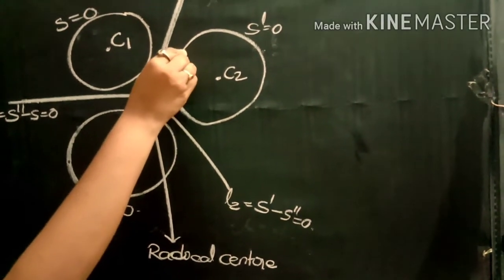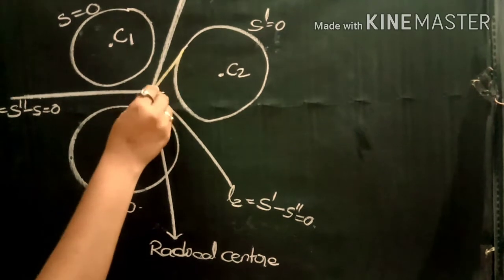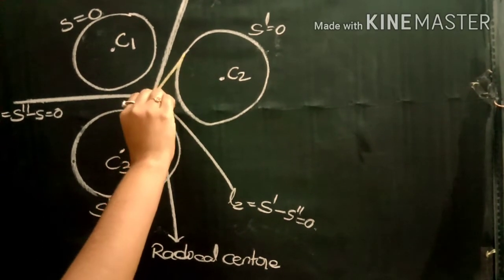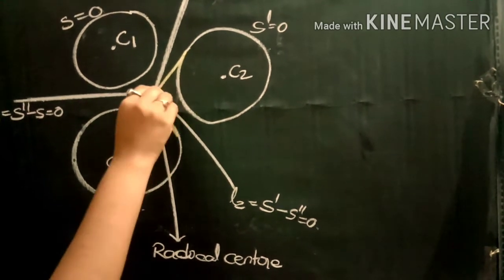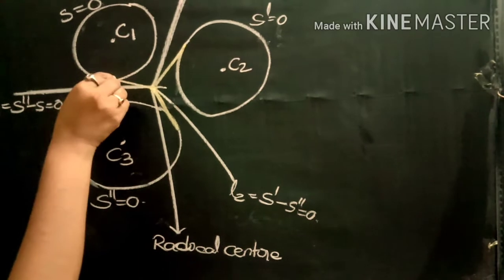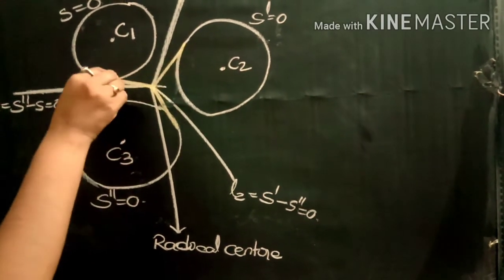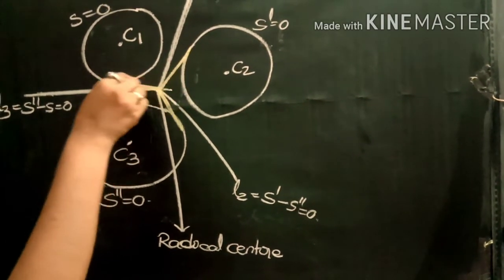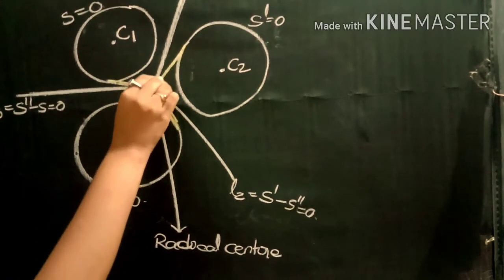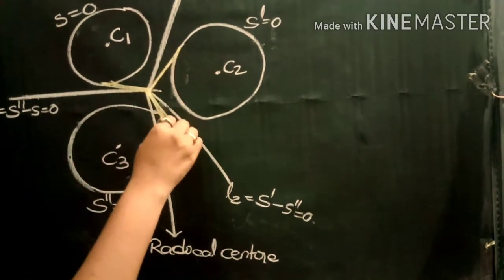Now we draw the tangent from the radical center to the first circle. This is the tangent drawn from the radical center to the second circle, and this is the tangent drawn from the radical center to the third circle. Now these three lengths are equal. That is, the lengths of the tangents from the radical center to the three circles are equal.